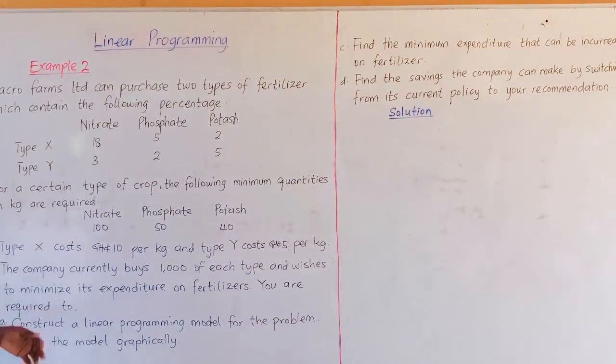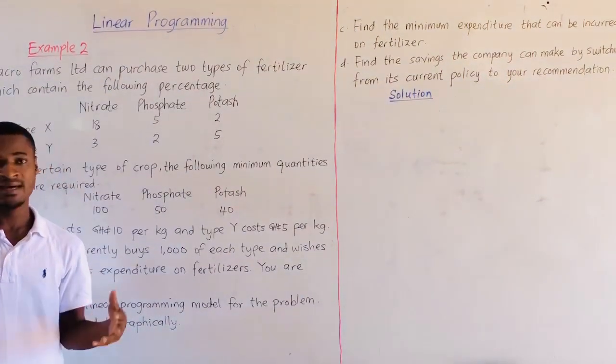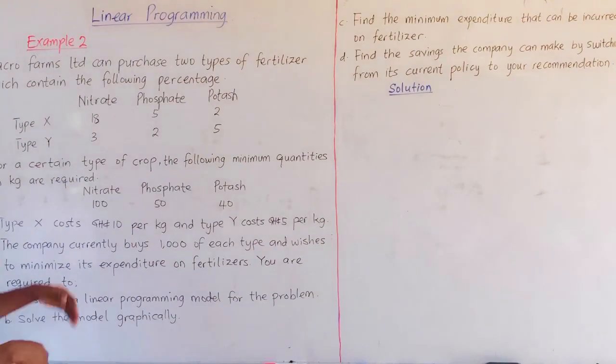Let's start with the first one, which says we should construct a linear programming model for the problem. We have done this in our previous examples.